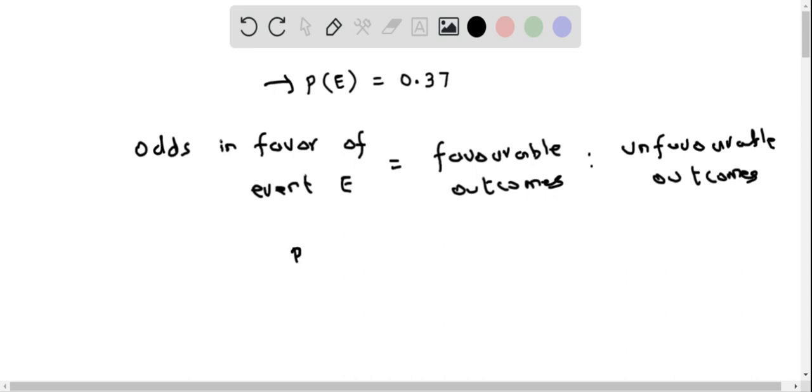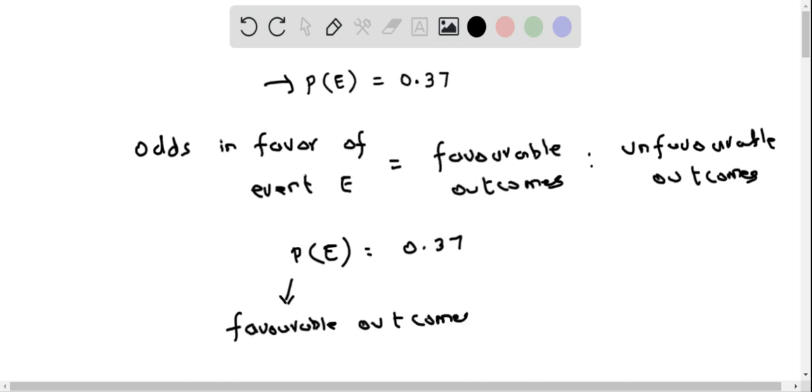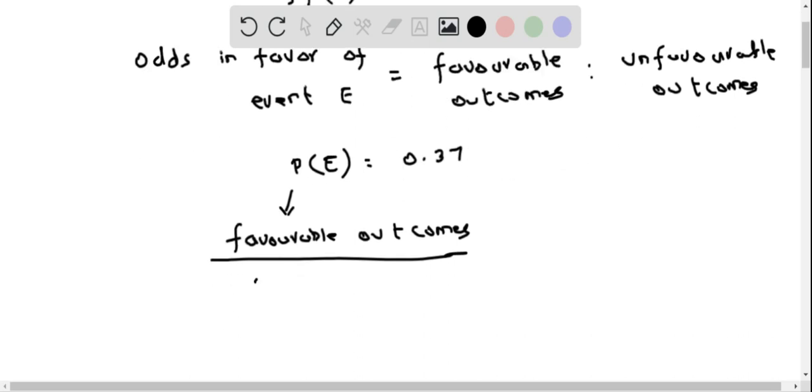So let's consider this probability of event E, and this is given as 0.37. And according to the formula, the probability of event E is favorable outcomes to event E, and this is divided by the total outcomes. And so this equals 0.37.